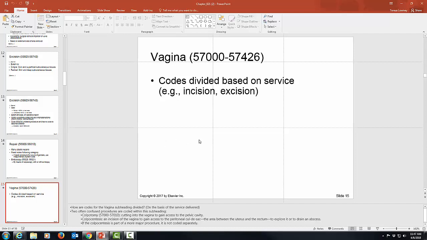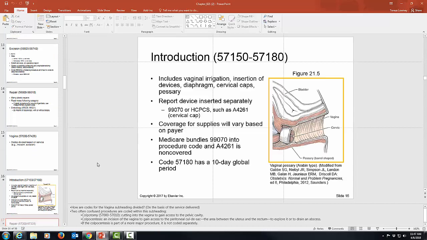Colpotomy is cutting into the vagina to gain access to the pelvic cavity. Colpocentesis is an incision of the vagina to gain access to the peritoneal cul-de-sac, the area between the uterus and the rectum, to explore it or to drain an abscess. If a colpocentesis is part of a major procedure, it is not coded separately.